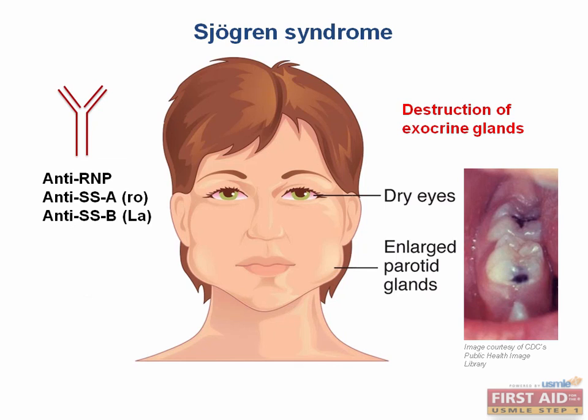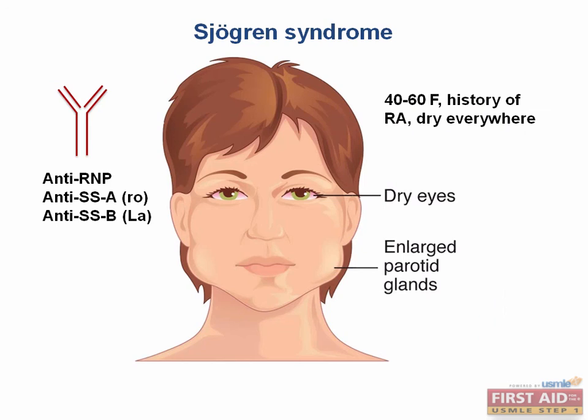The antibodies to know for Sjogren's disease are anti-RNP, anti-SSA, or anti-Ro, and anti-SSB, or anti-La, with Ro and La being the more important ones to remember. SS in the name stands for Sjogren's syndrome. So how will this patient present? Well, it'll most likely be a woman aged 40 to 60 with a history of rheumatoid arthritis.